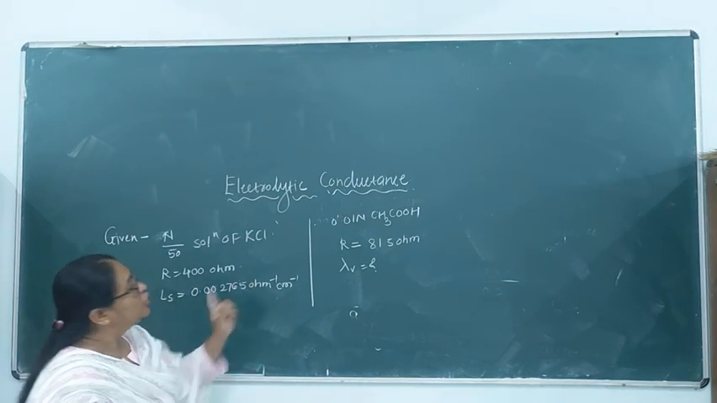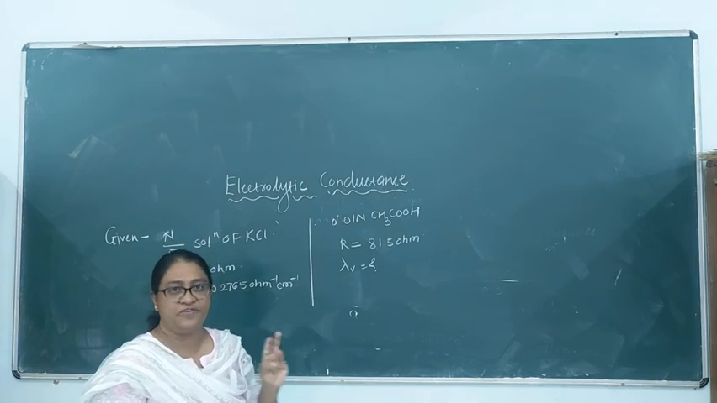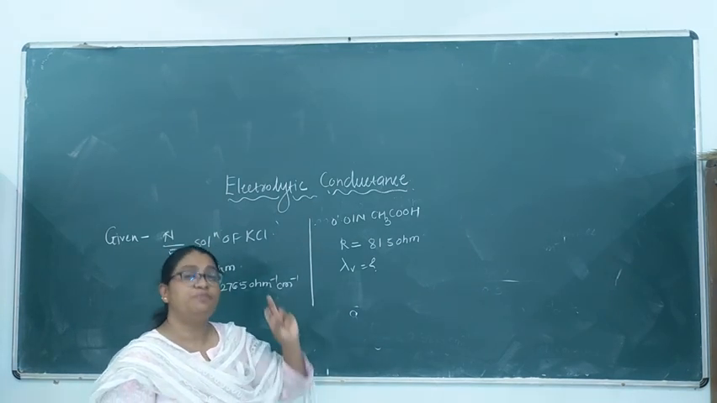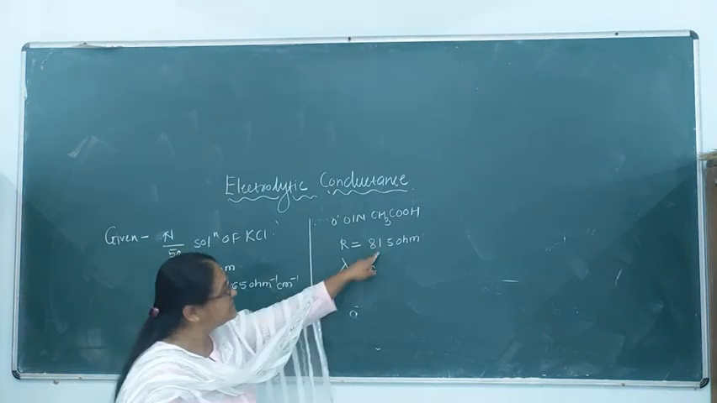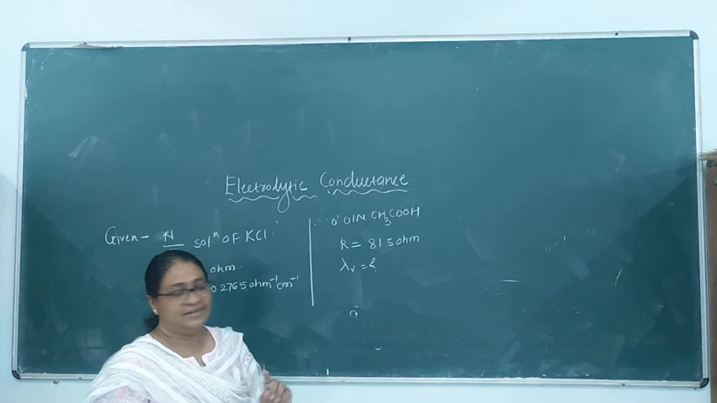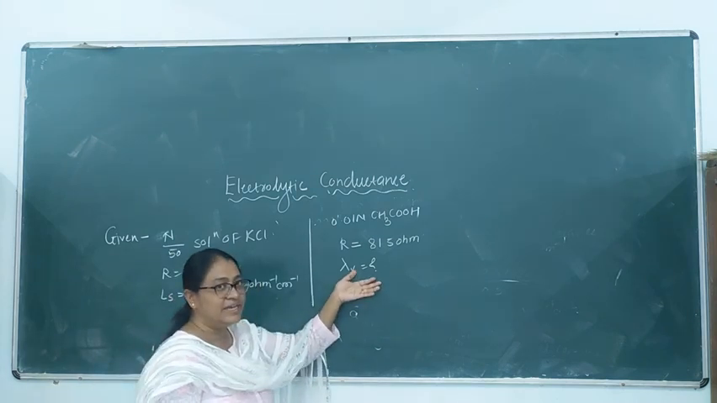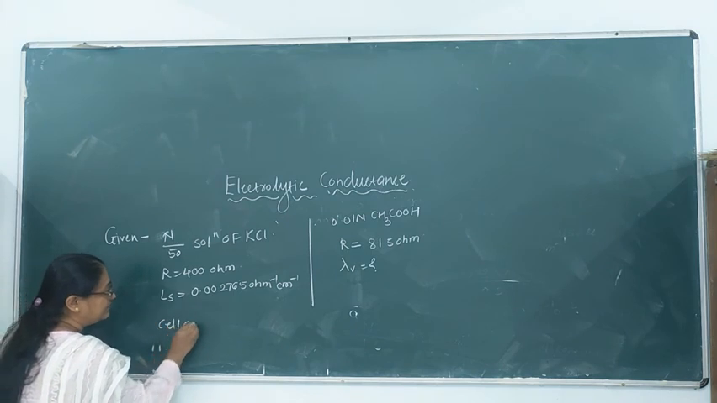Actually, we know that to calculate lambda V or the equivalent conductance, we must know specific conductance. To calculate specific conductance, we need the value of observed resistance that we have given. But we also need the cell constant. The cell constant is not given here. So from this data, we can calculate the cell constant.